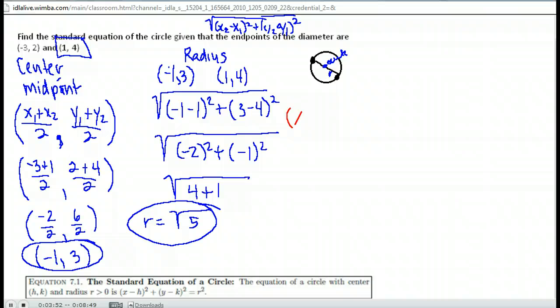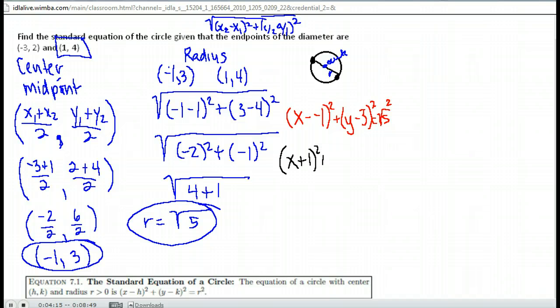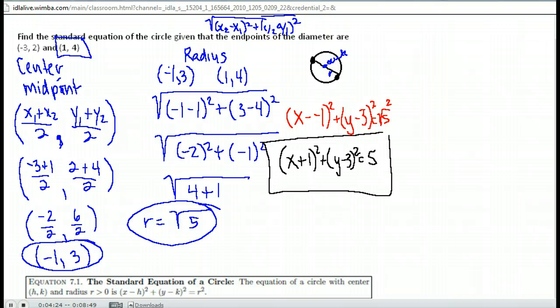Let's write down the equation for our circle. It's x minus the x value of our center, which is -1, squared, plus y minus the y value of our center, which is 3, squared, equals our radius, which is the square root of 5, squared. And we just finish that off. Minus -1, we're going to write that as x plus 1 squared, y minus 3 squared, nothing to simplify there, and square root of 5 squared is just 5. So there you have it. That would be the standard equation for the circle with endpoints of the diameter at -3, 2, and 1, 4.